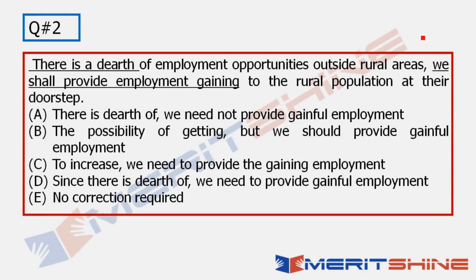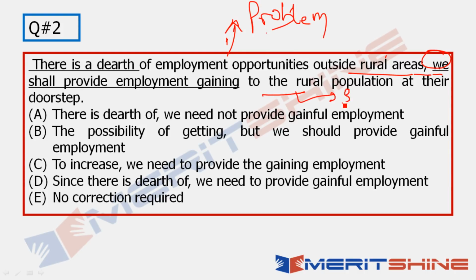There is a dearth of employment opportunities outside rural areas. We shall provide. Now there is a mismatch here. There is a lack of conjunction for sure, because these are two sentences. This part is the problem, dearth of employment opportunity. This part is the solution. Now to link the problem and the solution, you need a conjunction, and the conjunction is missing in the original sentence. So therefore the original sentence is not fit, that's for sure. Now we move on to the next parts.